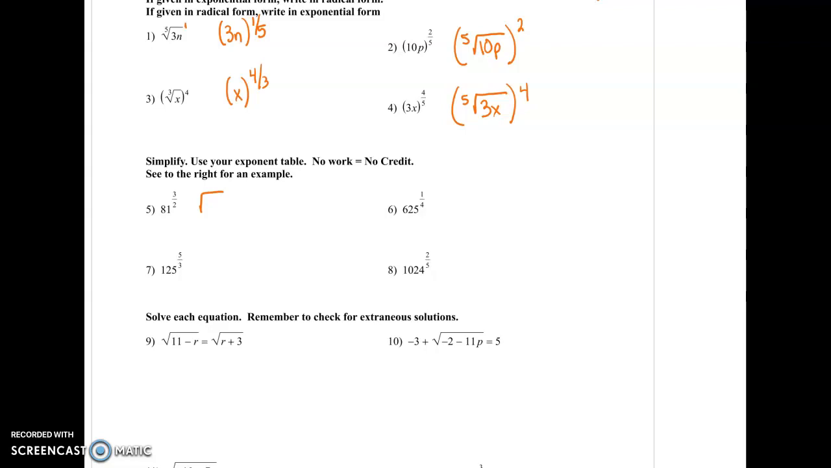So I'm going to rewrite this as a radical. 81 goes in the check mark. The 2 is my little index number, and then to the 3rd power. So this is the first expectation of what you will be asked to do. And then from there, you can use your exponent table.